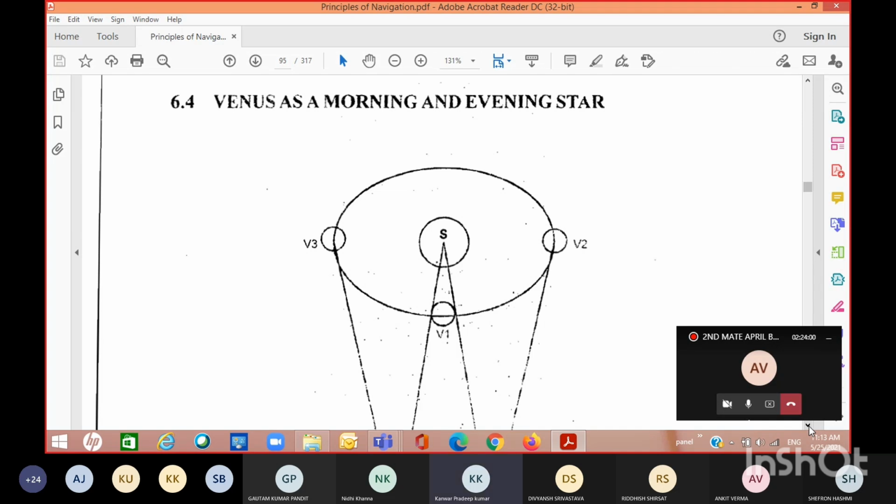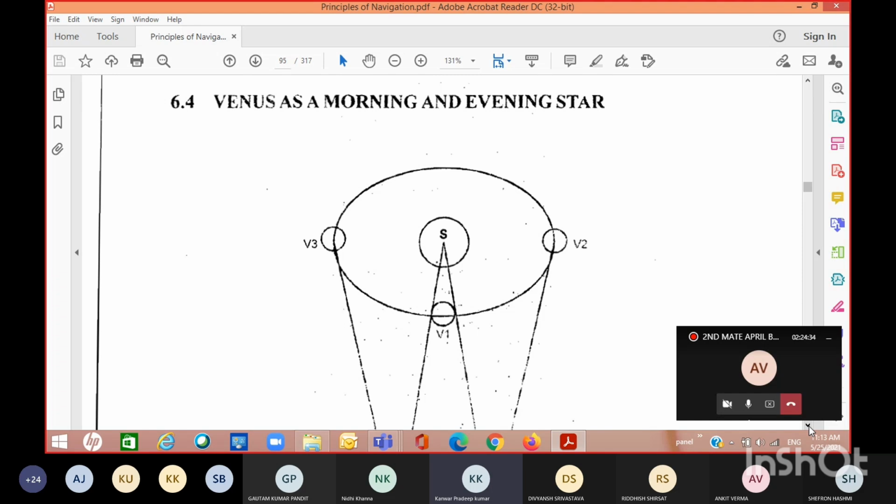So all through the year you will not see Venus. You will see it for a few months, then you will miss it for a few months, then again you will see it. But the point is, when you see Venus as a morning star, you will not see it in the evening. You will only see it in the mornings for a few months. And then when you see Venus in the evening, you will see it only in the evenings. You will not see it in the mornings.